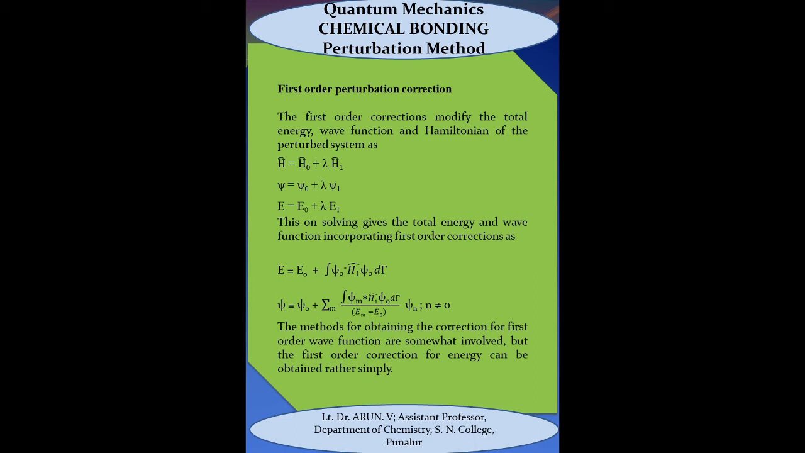On solving, this gives the total energy and the wave function corresponding to the first order corrections. The first order correction for energy is given by the equation E = E0 + ∫ψ0 H1 ψ0 dτ. And the first order correction for wave function is given by ψ = ψ0 + Σm [∫ψm* H1 ψ0 dτ / (Em − E0)] ψm. Here there is a condition: m is not equal to 0.